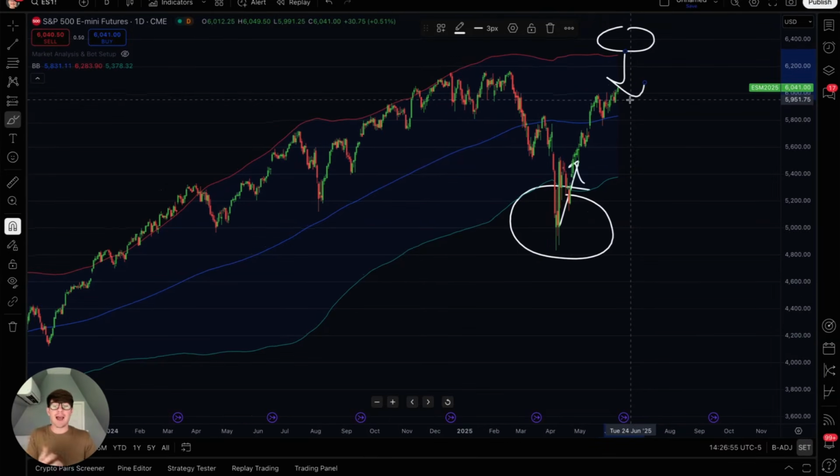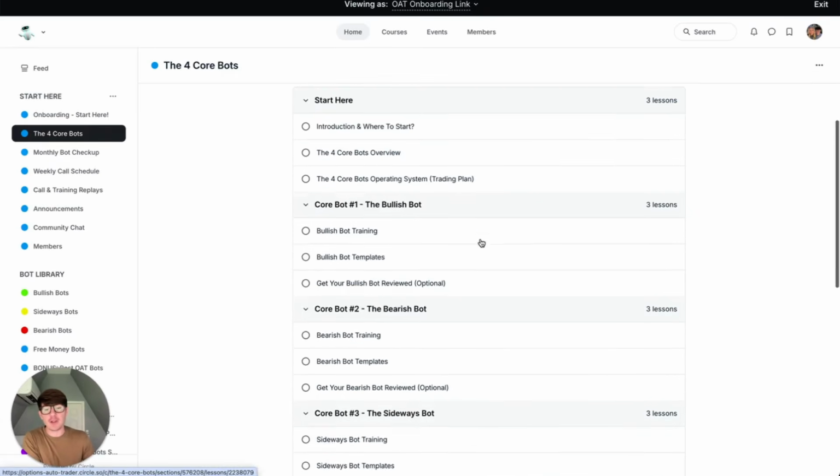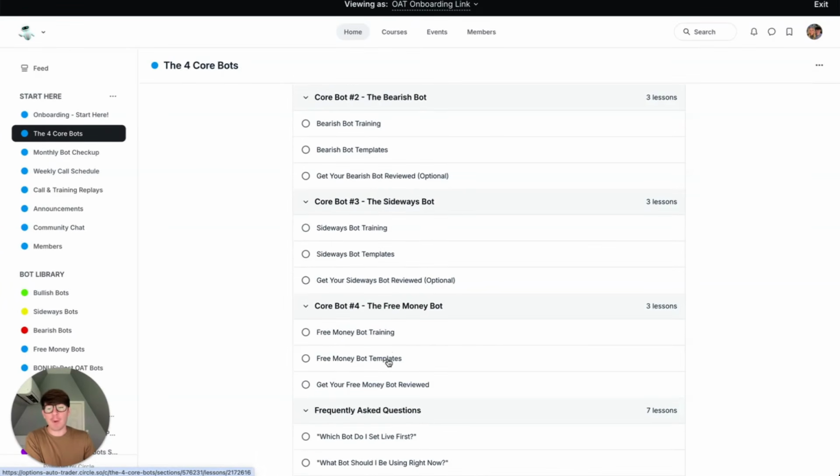And so that's exactly what I teach inside my coaching program. Again, you can see here underneath my 4 types of bots that I run, the free money bot is this one at extreme levels.